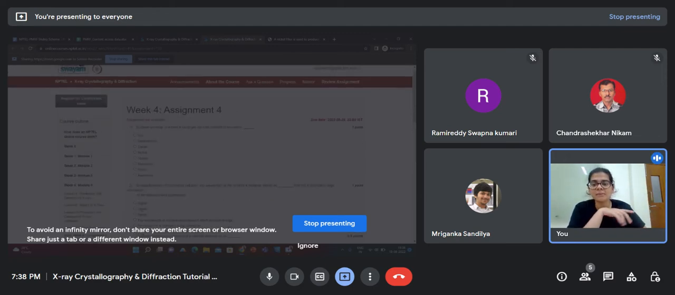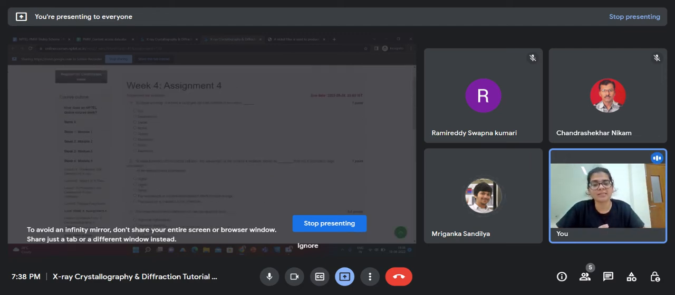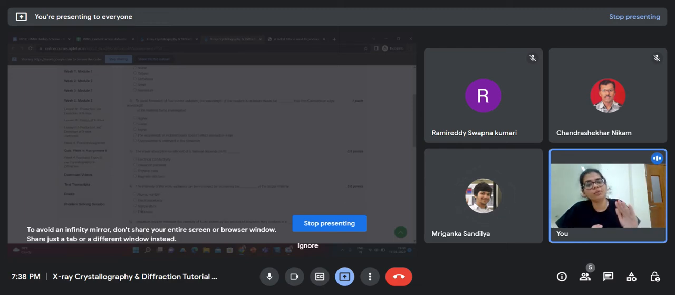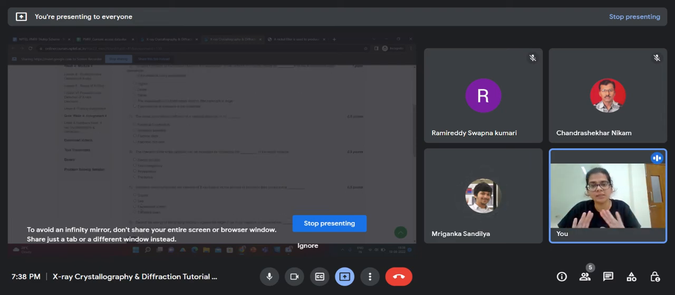In the first question they are asking about the filter. After hitting the anode the rays will be filtered, and for different metals we will use different filters. In a tube we use a filament as the cathode, and electrons are released from the cathode, so we can call this a cathode ray tube, and since X-rays are produced we can also call it an X-ray tube.